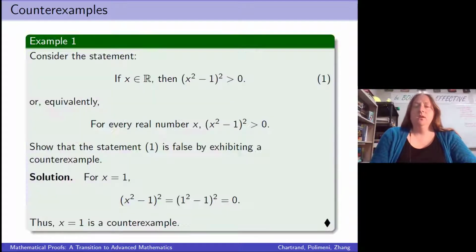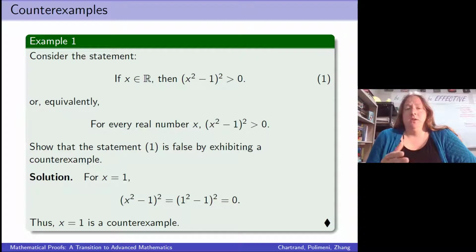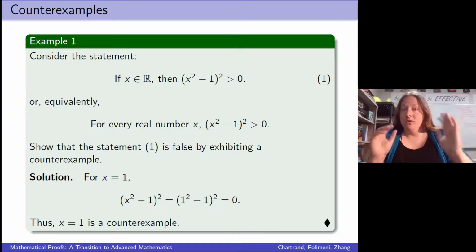So we're going to take a look at a few examples of this playing out. So we've got a statement, for all x in the real numbers, any real number, then we've got x squared minus 1, that quantity squared is greater than 0. And in your head, you're probably going, no, it's not, because I could have 0 squared and 0 squared is 0. So hopefully your gut goes, no, it's not true.